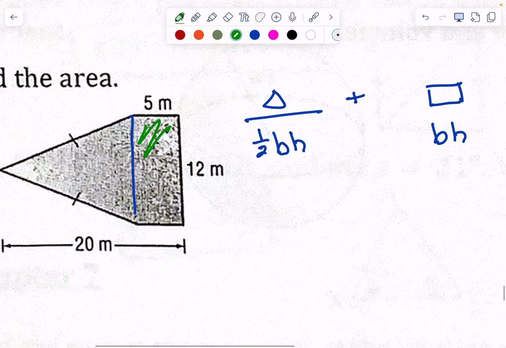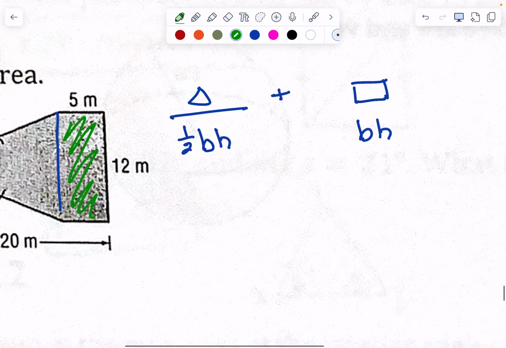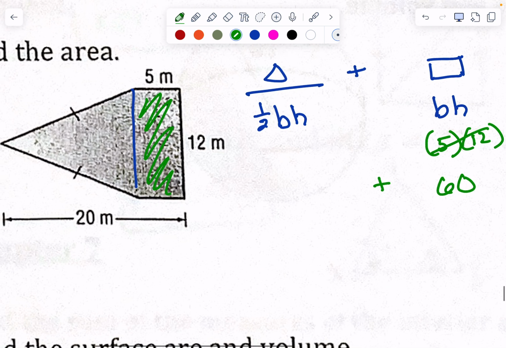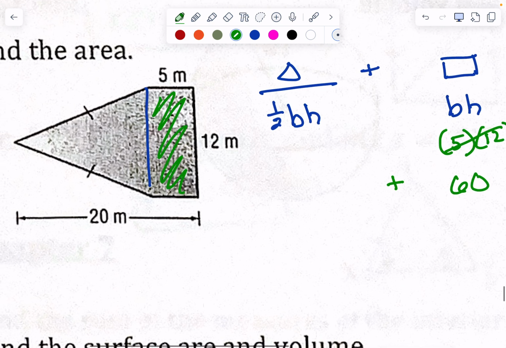If I'm trying to find this rectangle, what's the base and the height? I'm going to say the base is 5 and the height is 12. So that ends up being 60. The rectangle's area is 60. When I do this triangle, it is on its side, true? The base is this guy right here. The base is 12, right? What is the height?